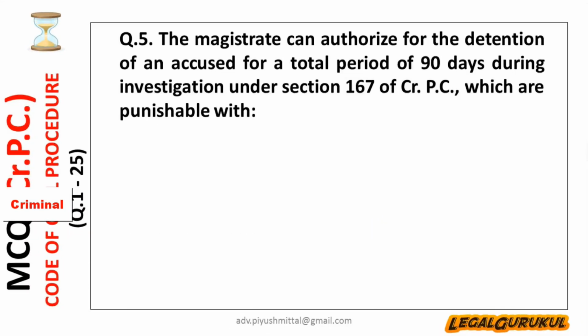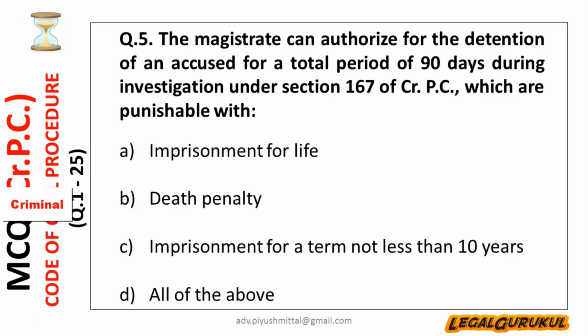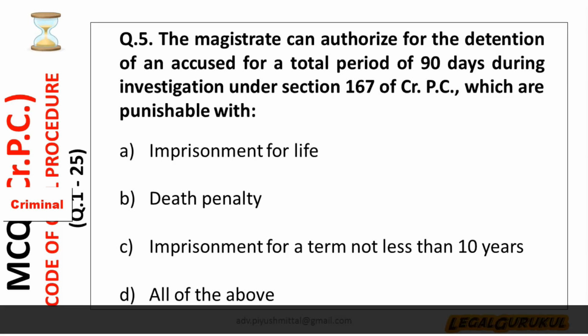Question number 5. The magistrate can authorize for the detention of an accused for a total period of 90 days during investigation under section 167 of CrPC, which are punishable with: option A, imprisonment for life, B, death penalty, C, imprisonment for a term not less than 10 years, D, all of the above. And the correct answer is D, all of the above.